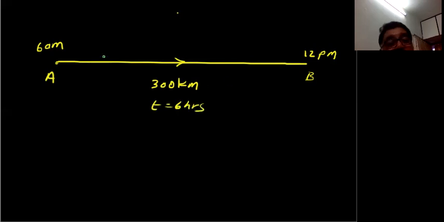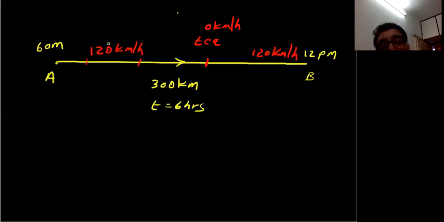Now during these 6 hours, at some point he might be going 120 kilometers per hour. At this point over here, just imagine he had stopped for a tea break. So his speed over here was 0 kilometers per hour. Again, he found that the road was pretty empty over here, so he was driving at 120 kilometers per hour. So again, this motion is an example of non-uniform velocity.